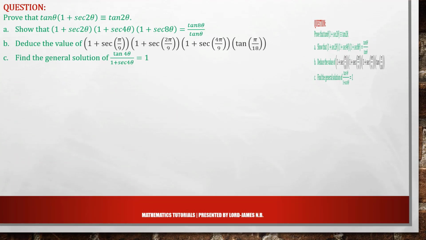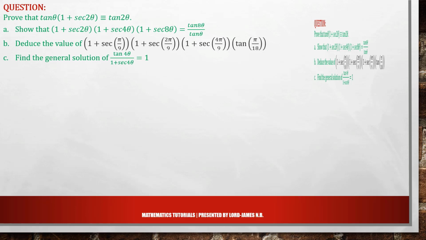The question says, prove that tan theta times 1 plus sec 2 theta is identical to tan 2 theta. A. Show that 1 plus sec 2 theta times 1 plus sec 4 theta times 1 plus sec 8 theta is equal to tan 8 theta divided by tan theta. B. Deduce the value of 1 plus sec pi on 9 times 1 plus sec 2 pi on 9 times 1 plus sec 4 pi on 9 times tan pi on 18.